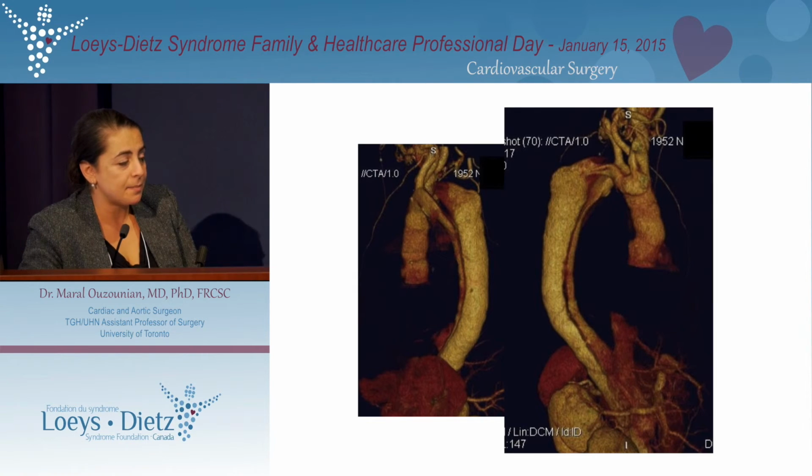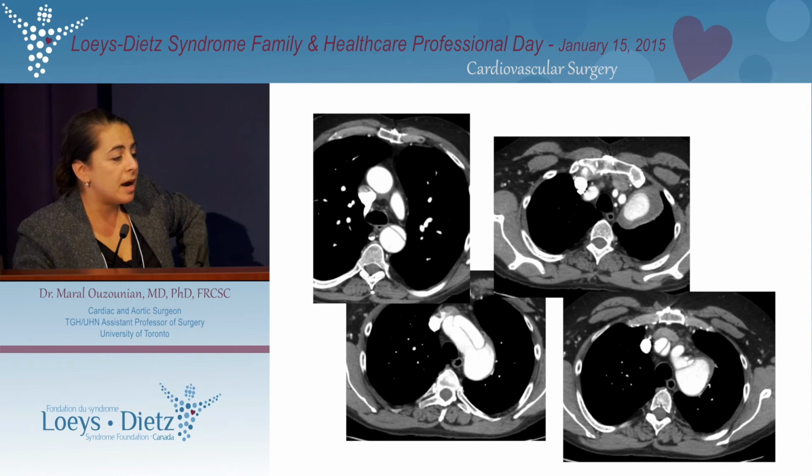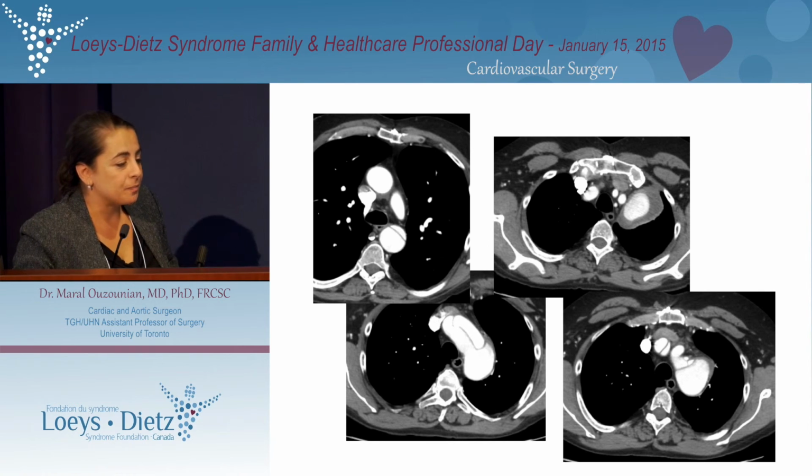This patient's had a type A dissection. This portion of the aorta has been repaired, but you can see the tear continues over here, and there's an aneurysm forming in the proximal descending thoracic aorta. And this is a patient of mine who has Loeys-Dietz syndrome that Dr. Bradley called me about urgently last year.